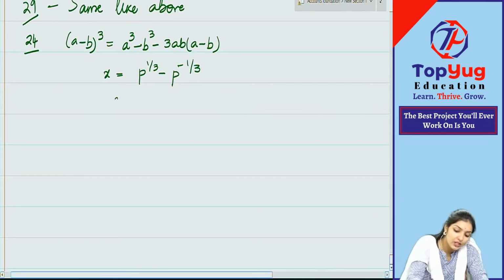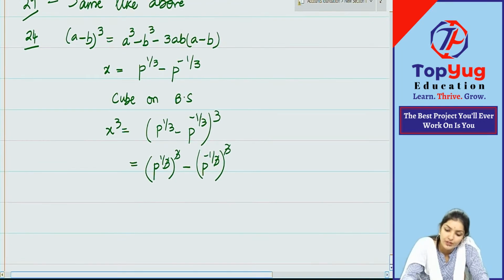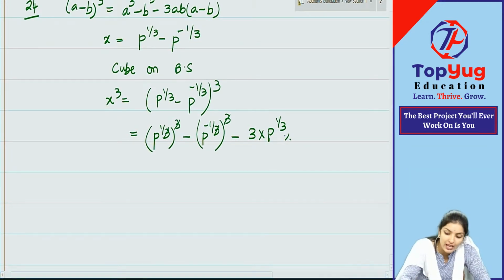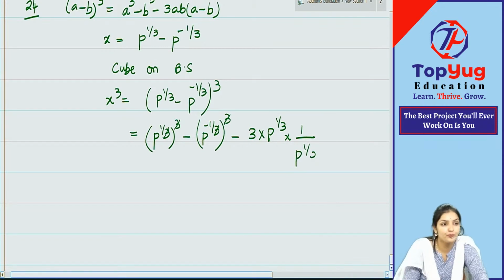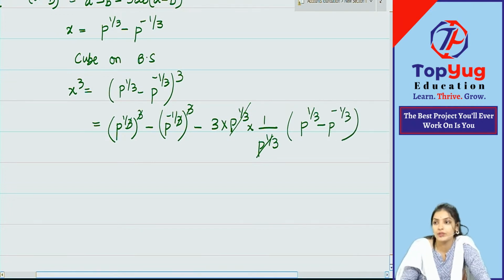No. So what I'll do is cube on both sides. So x cube is equal to (p^(1/3) minus p^(-1/3)) whole cube. Formula is already given. Let us use the formula. So p^(1/3) to the power 3 cancels, right? Similarly minus p^(-1/3) to the whole power 3, again this cancels. Now minus 3 into p^(1/3) into p^(-1/3). Can I write it as 1 by p^(1/3), so that I can cancel these both, right? Into a minus b, meaning p^(1/3) minus p^(-1/3). Am I clear till here?